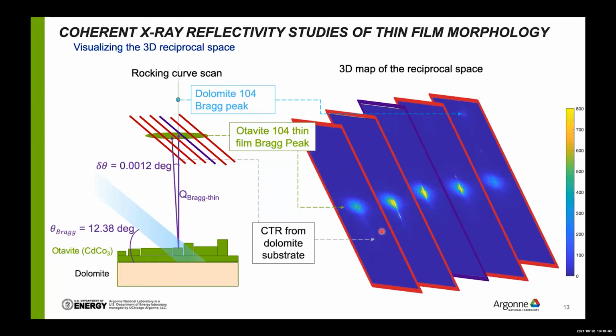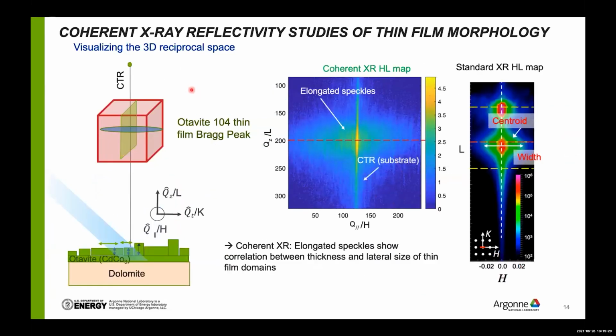where you can see in these examples how the CTR progressively merges with the thin film Bragg peak until it completely disappears when the momentum transfer corresponds to the 104 thin film Bragg peak, and then continues its trajectory once we have overpassed it towards the dolomite 104 Bragg peak. So the interesting thing is that with this set of 2D slices, we can construct a 3D map of the reciprocal space. So let's have a look at some of the cuts of this reciprocal space volume.